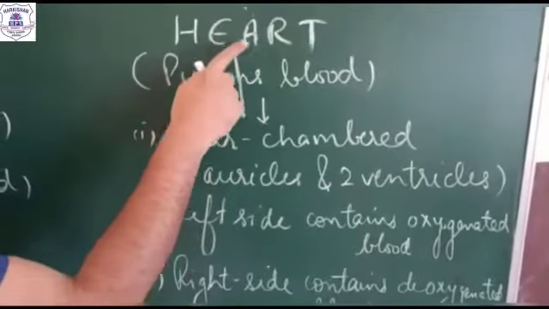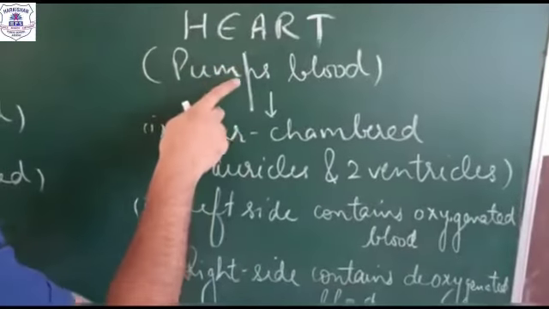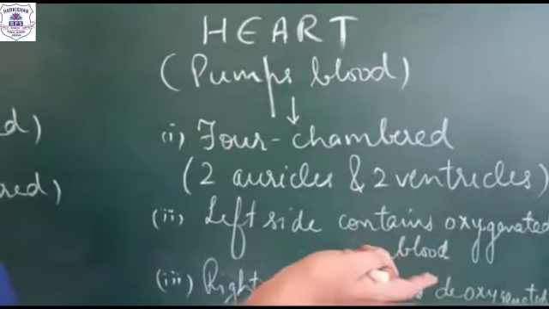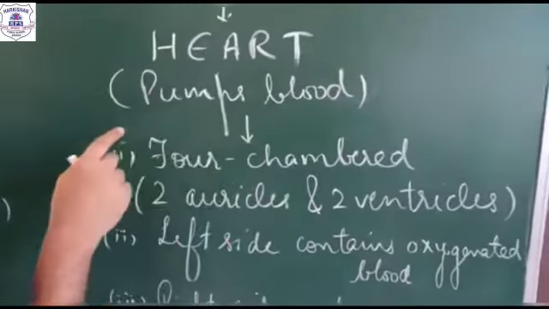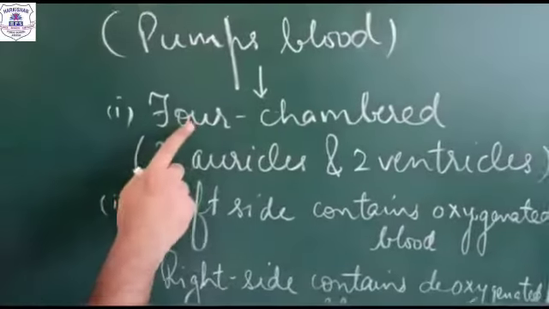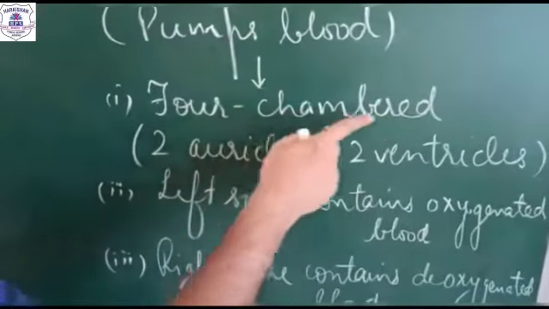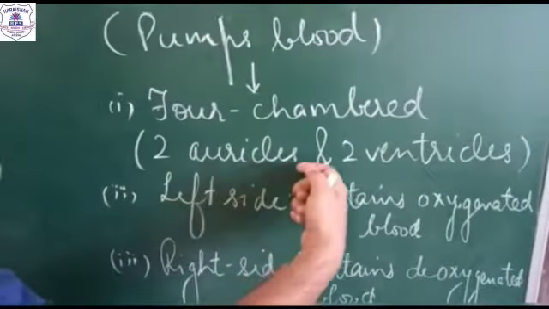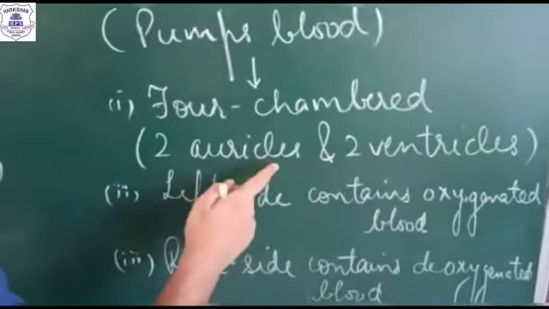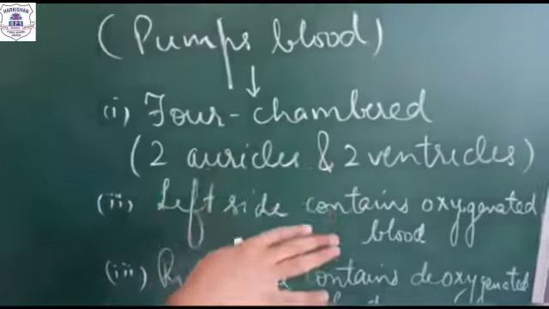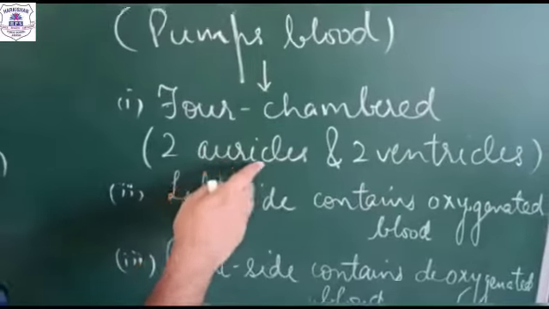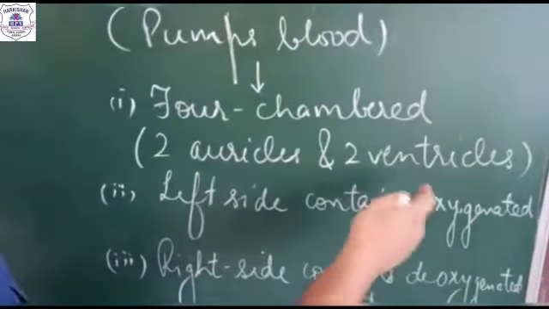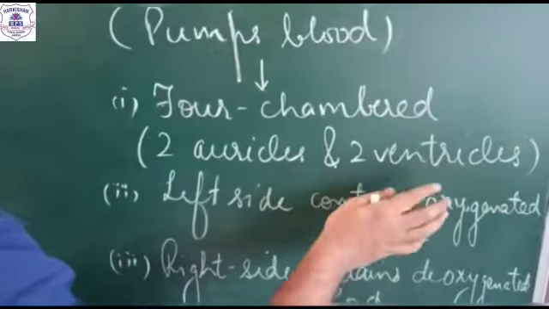Next part is the heart. This heart acts like a pump. It transports the blood to all parts of the body. First, the heart is four chambered, means it has four parts in it. Two are the auricles, two are the ventricles. The parts which receive the blood are called the auricles. The parts which pump the blood to other body parts are called the ventricles.